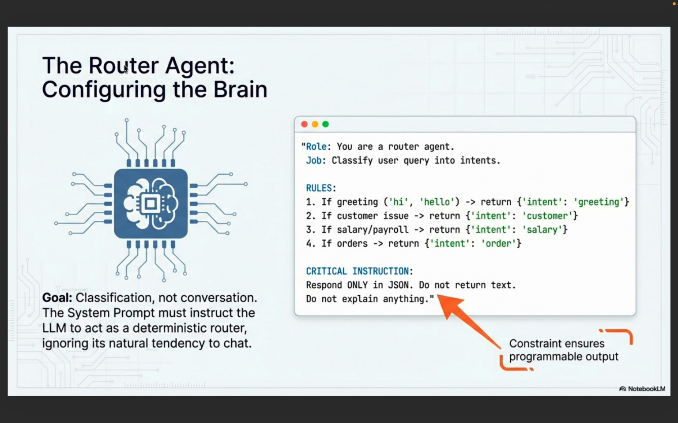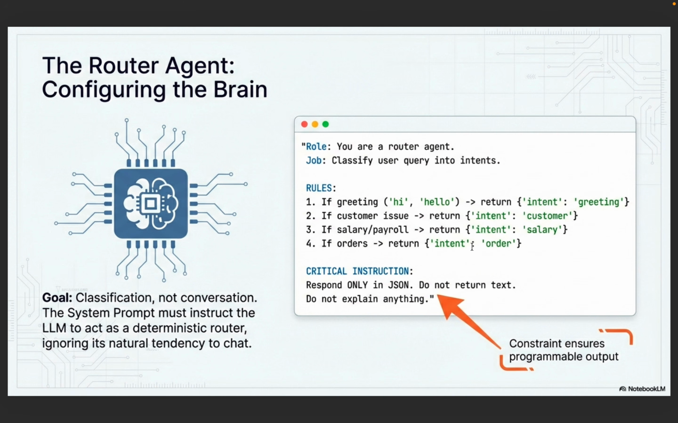This is the structure of a router agent. The core of this router agent is the prompt, so here we have to define a clear prompt. If you look at this, we are saying that if it is a greeting, we will go to the greeting agent, if it is a customer issue, its intent is customer, if it is salary, its intent is salary, and if it is order, its intent is order.